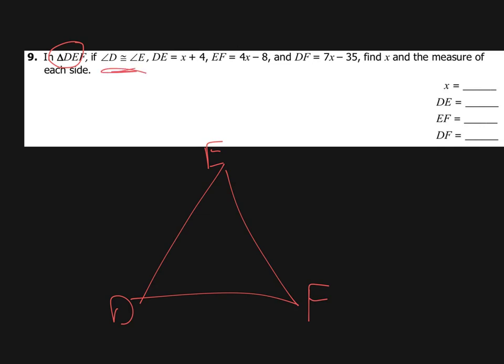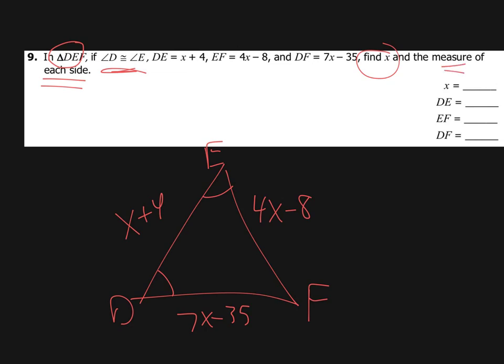Now for number 9, the first thing I see is triangle DEF. So let's draw triangle DEF. Now it doesn't really matter where you put the letters, it matters what we do after. They say that angle D and angle E are congruent, so angle D and E are congruent. DE is x plus 4, so this is x plus 4. EF is 4x minus 8, this is 4x minus 8. And DF is 7x minus 35.